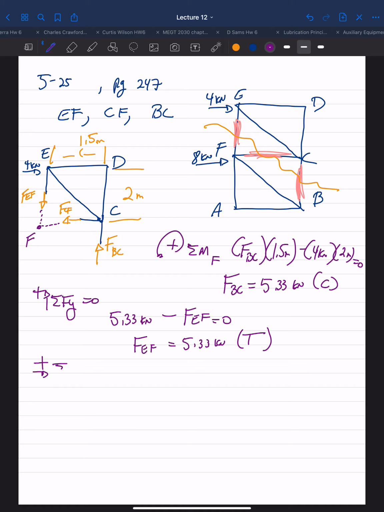Last but not least, sum of forces in the x direction equal to 0. I have my 4 kilonewtons minus your FCF. So your FCF is equal to 4 kilonewtons. And that's in tension. And those are the three forces: BC, EF, and CF.